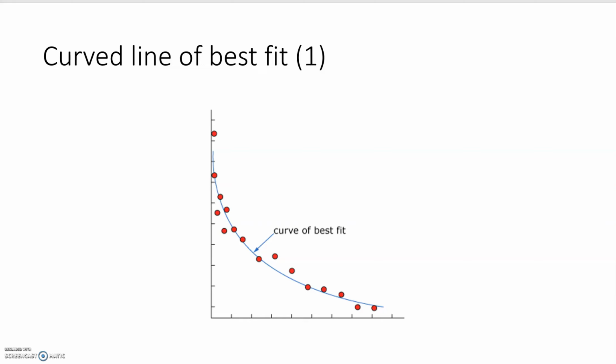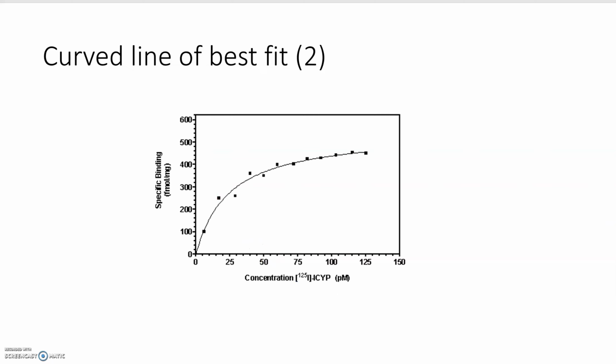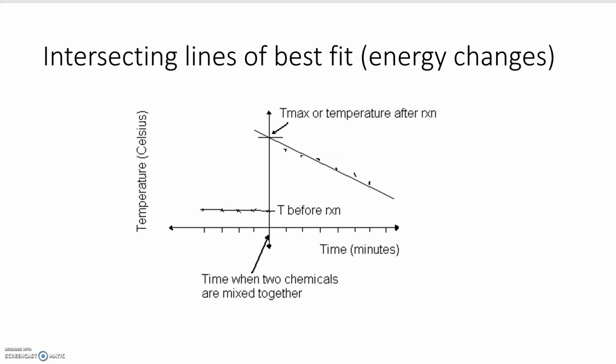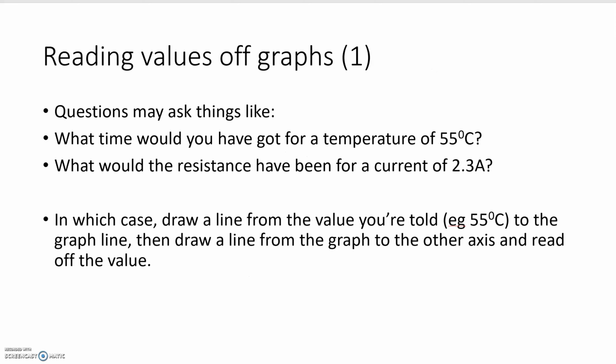So here it's a curve, as you can see, and again most points are on the line if not nearby. There's another curve where points are going pretty much closely onto the line. Now this is called an intersecting line of best fit, where energy changes. So again, this is slightly different where you've got positive and negative, and you will be told to plot something like this. So this tends to be a flat line and then a line going up, or down again, depending on what's happening there.